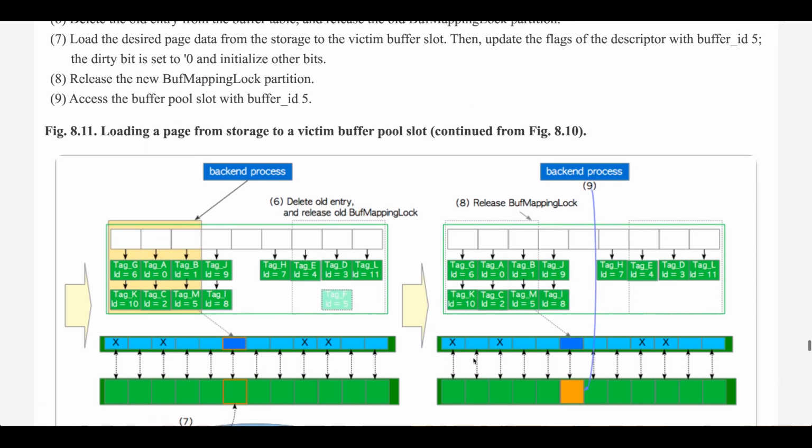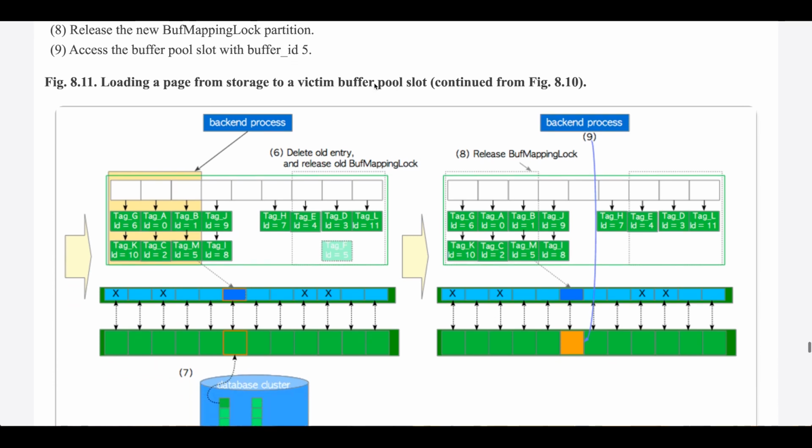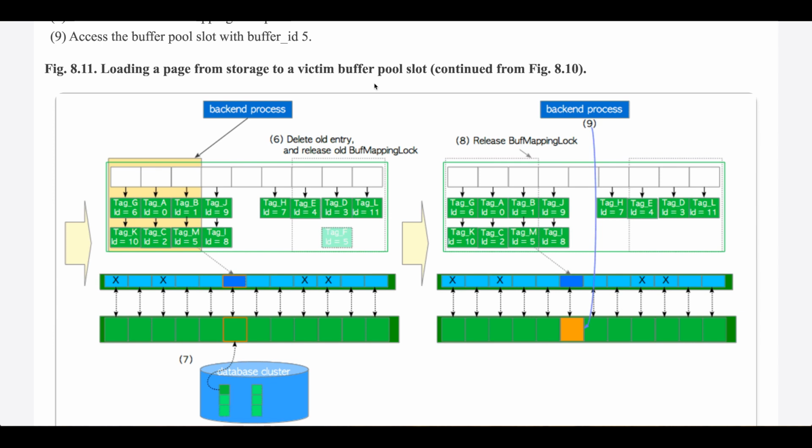Step 7. Load the desired page data from the storage to the victim buffer slot. Then update the flags of the descriptor with buffer ID 5, and the dirty bit is set to 0, and initialize other bits. Step 8. Release the new buff mapping lock partition. Step 9. Access the buffer pool slot with buffer ID 5.